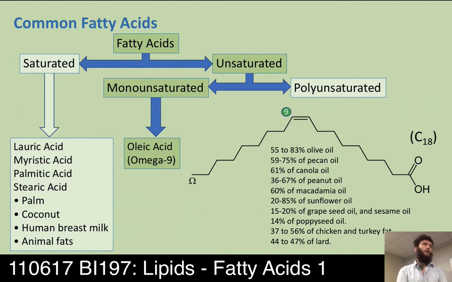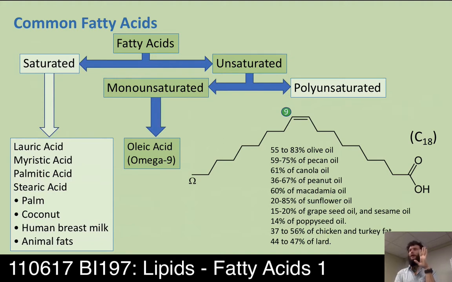It's in pecan oil, canola, peanut oil is pretty high, macadamia oil if you want to get fancy. Sunflower oil is even potentially a higher source. There's a lot of variants of sunflower oil. Even grapeseed, sesame oil, and lower quantities in poppy seed oil. It is not excluded from animal fat as well, though. So poultry fat is about half oleic acid.